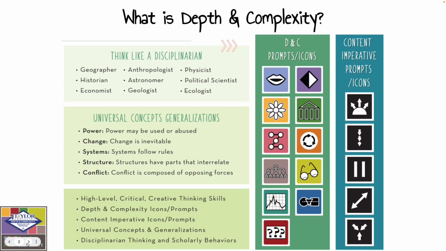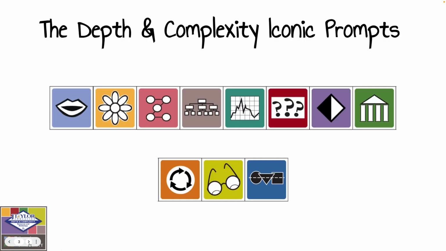The Depth and Complexity Framework is comprised of 4 different parts. The most universal piece that you see with the Depth and Complexity Framework are the original 11 iconic prompts. These iconic prompts are divided into 2 groups. You have on top the depth icons, which help students to dig deeper into the content and think from the concrete to the abstract. Then below that, you have the complexity icons, which help students and teachers to make connections among learning experiences in the real world.